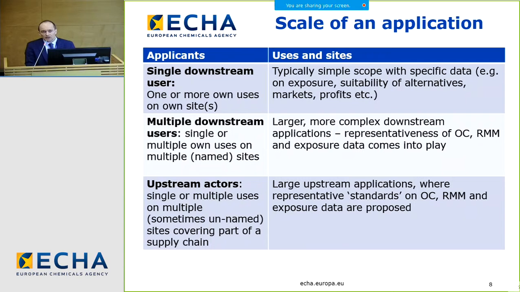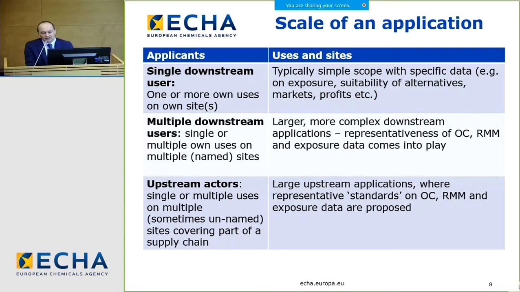Then the second type is the so-called multiple downstream users. Here it's a group of, let's say, 5, 6, 7, sometimes 10 DUs using the substance in a similar way, and they apply for 5, 6, 7 sites. Here it starts to be a bit more complex than a single downstream application. The representativeness of the operational conditions, risk management measures, and the exposure data starts to come into play. But this is already quite straightforward.